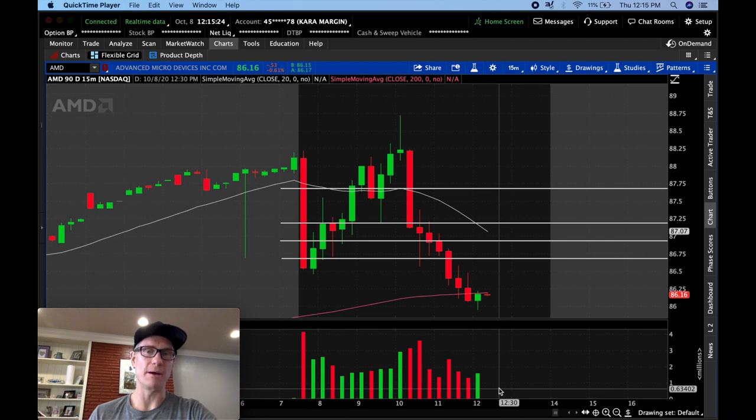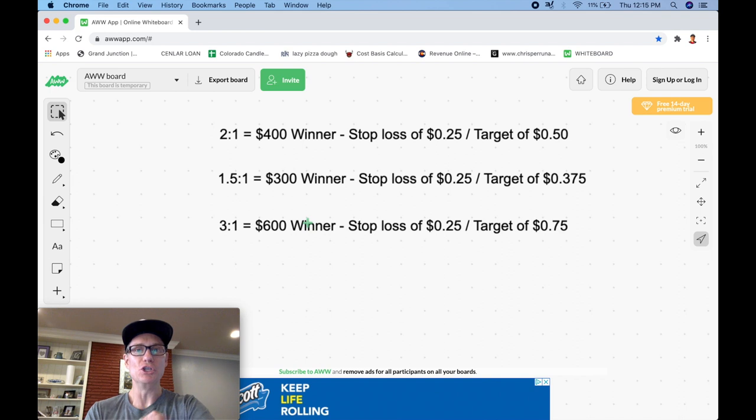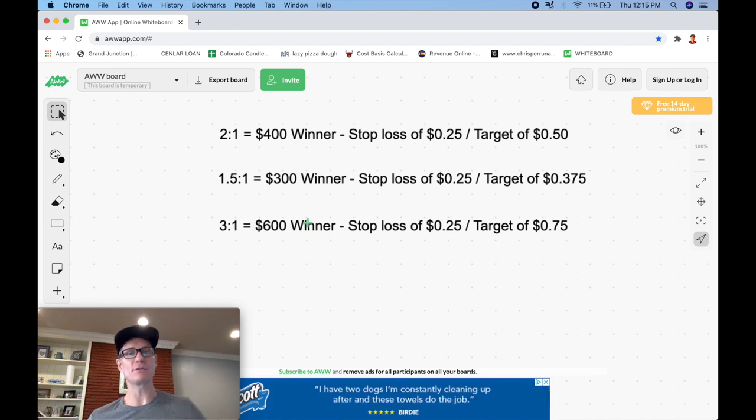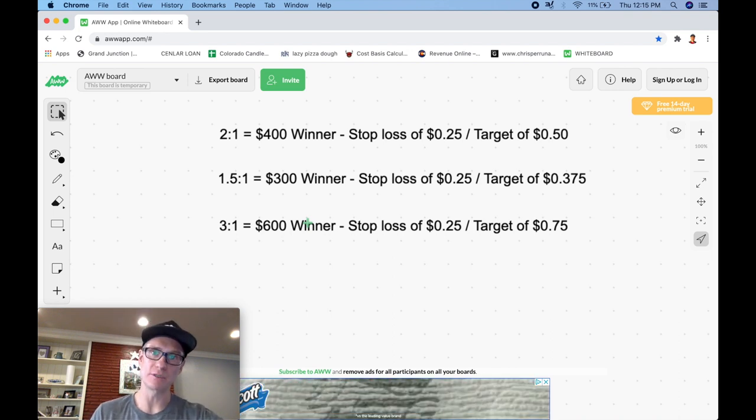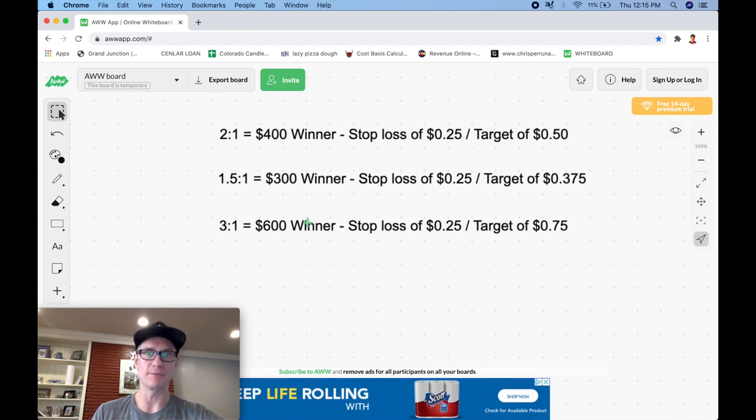Here's the wild thing about a 4 to 1 reward to risk ratio. If you're using 4 to 1, you have to win 20% of the time to break even. So let's say, for example, you risk $100 every time you take a trade. If you win a trade, you're going to win $400. So you win 400, you lose 100. So let's say you win 2 out of 10 trades. That's 20%, and that would be 2 trades times $400 each. So that's $800 in profits. Now, after that, let's say you lose the next 8.